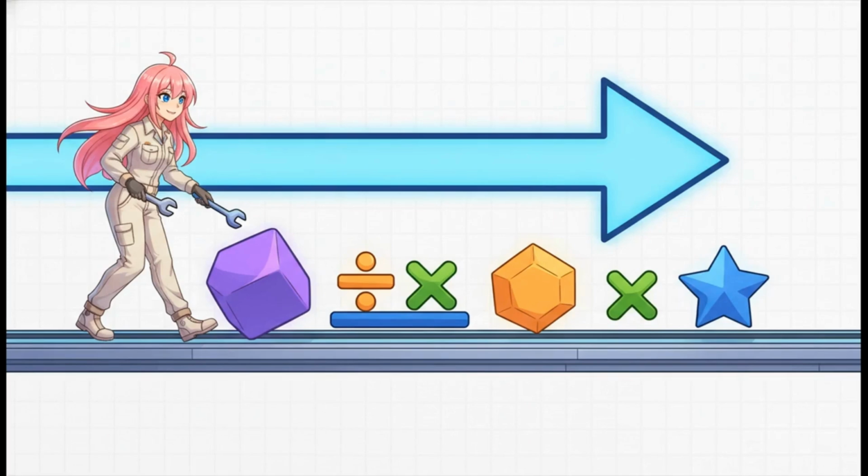Now, this is the part that trips almost everyone up. PEMDAS does not mean multiplication always comes before division. They're a team. You solve them as you see them, just moving from left to right across the equation. The exact same rule applies to addition and subtraction.